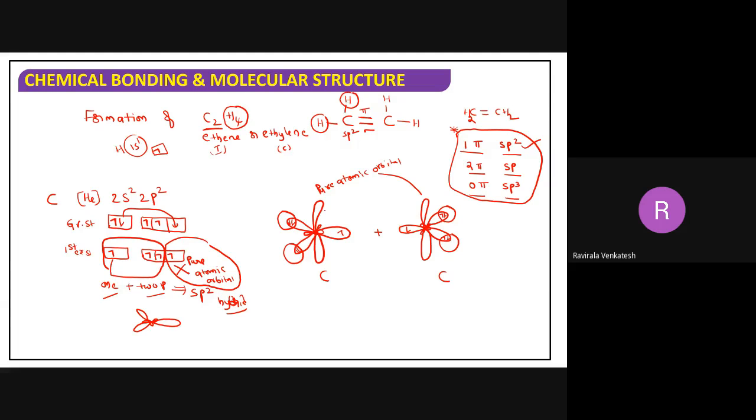Now here, you also have one electron. You put that electron here, and put the other electron here. Now what happens here? These two will overlap and these two will overlap. When they overlap, how do they look? Let me see this.